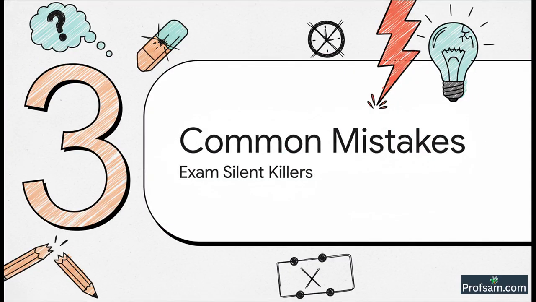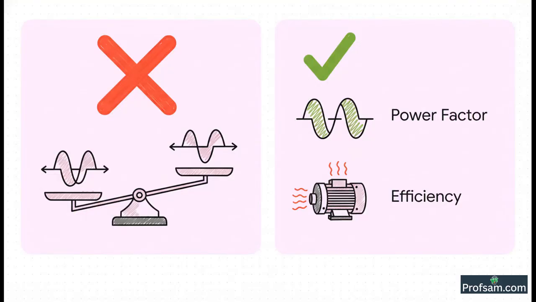All right, now for a very important section. Let's talk about a couple of silent killers. These are common mistakes that can silently steal marks from your paper in the exam, so please pay close attention. The first big mistake is confusing power factor with efficiency. They are not the same thing at all.